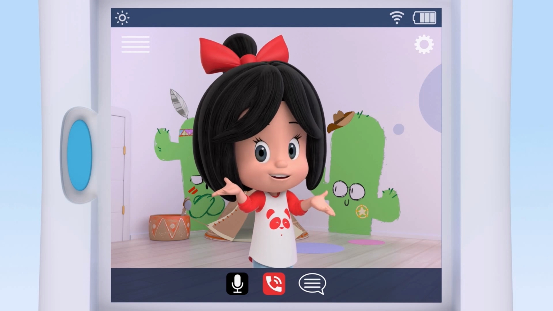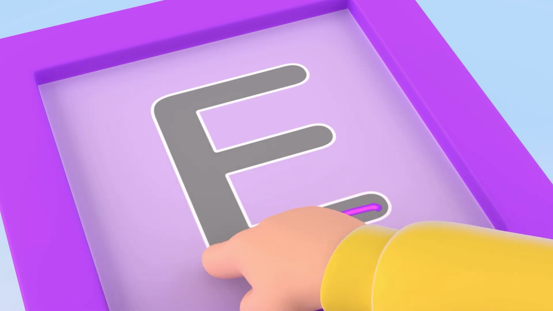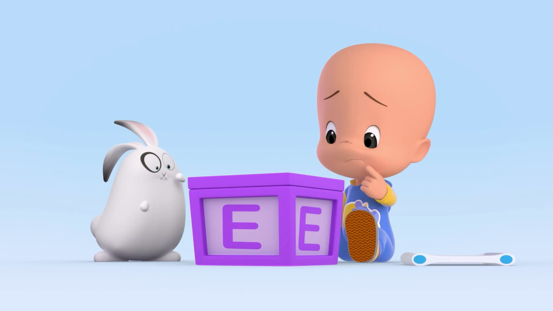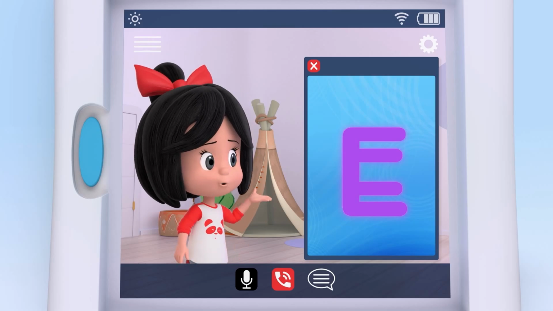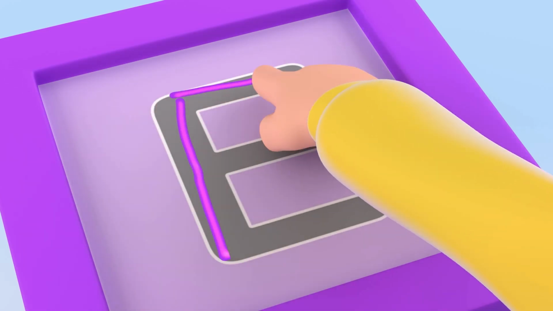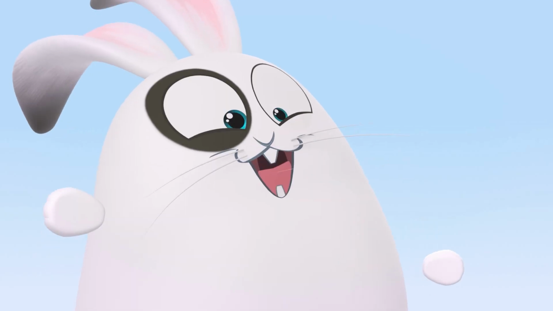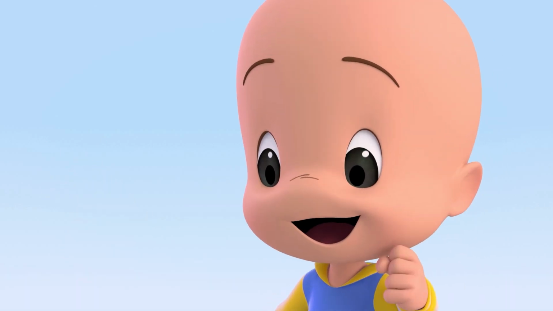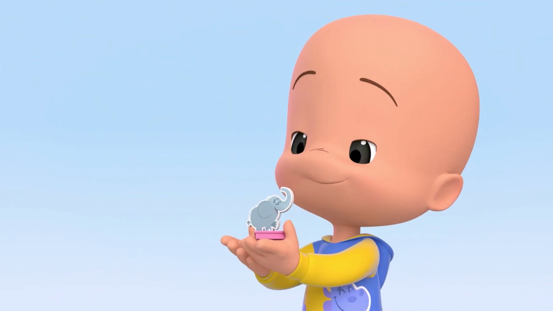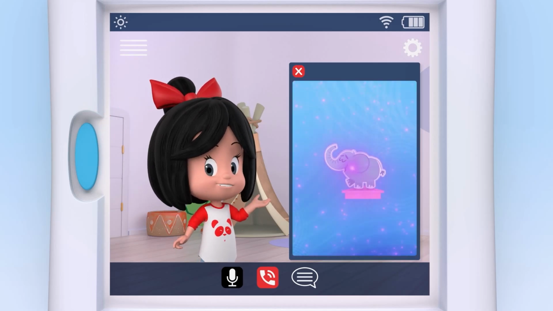Don't you know which animal begins with an E? E. I think you wrote too many lines. Why don't you do it again? E. Elephant. Great. E is for elephant.